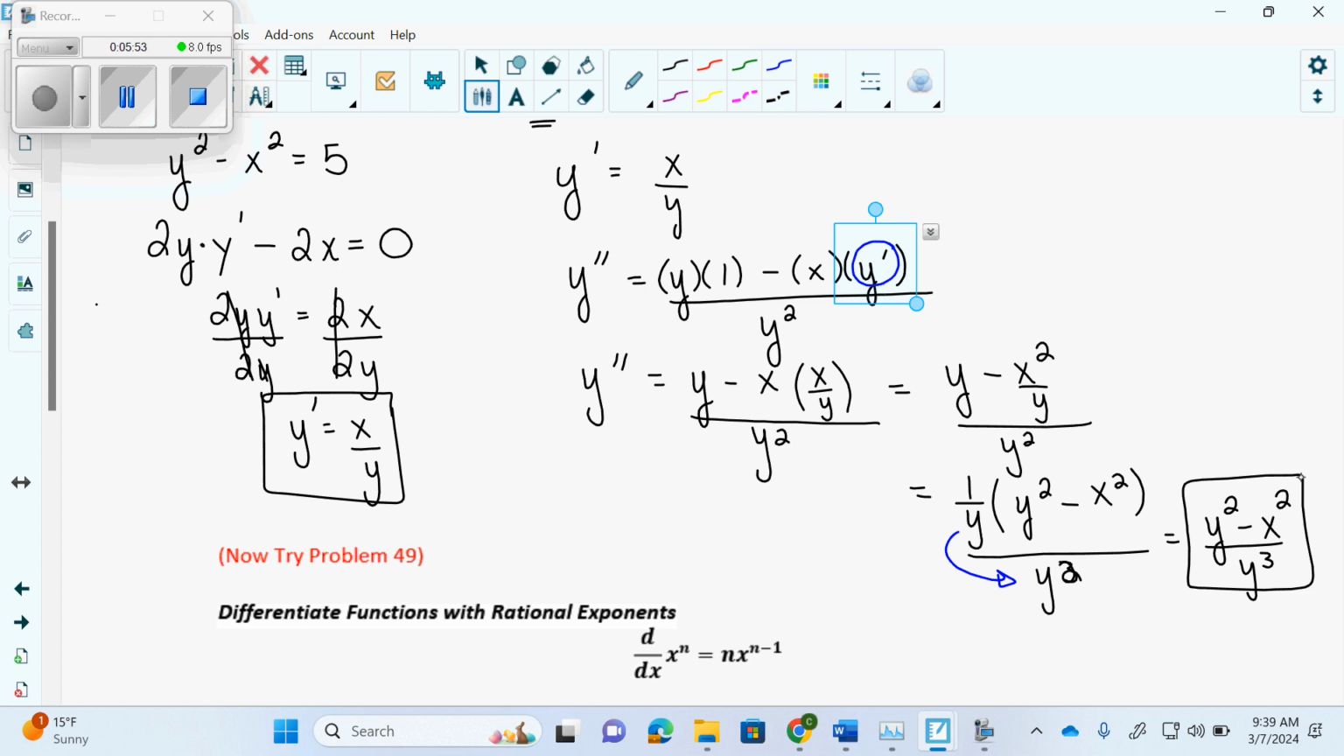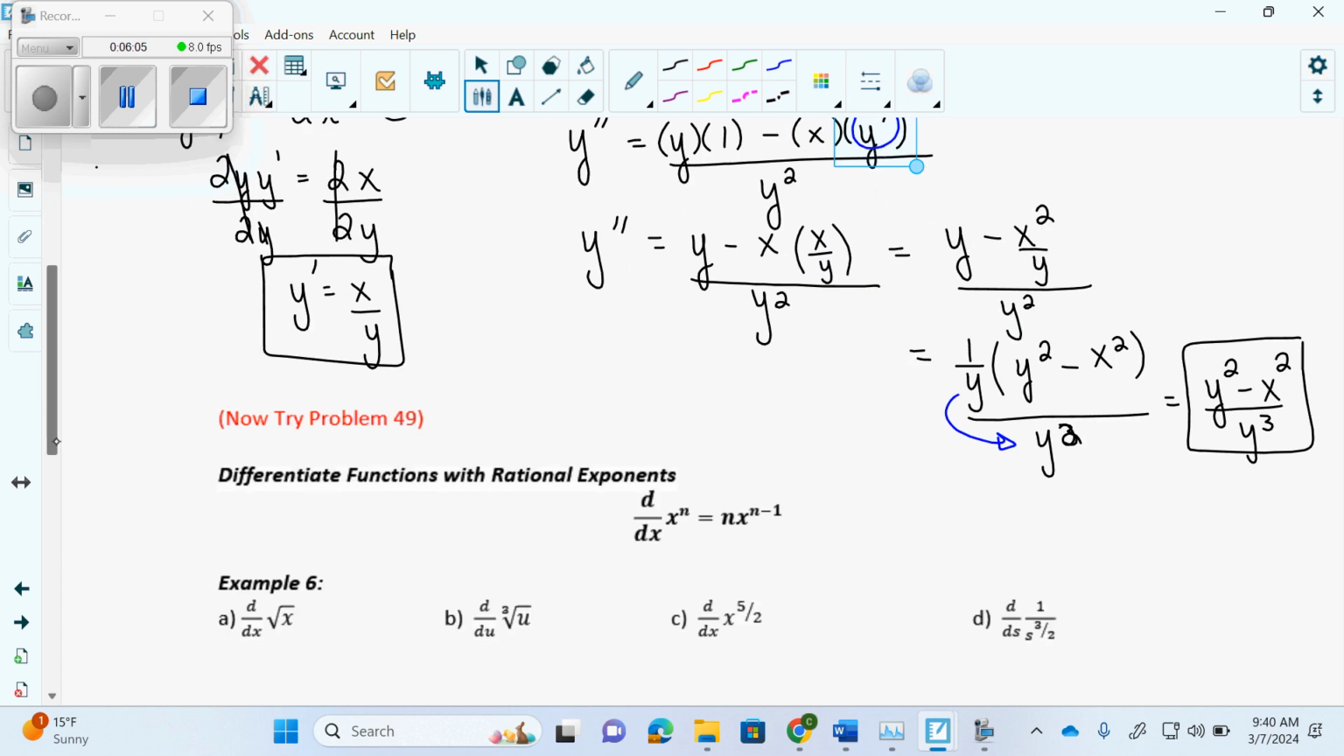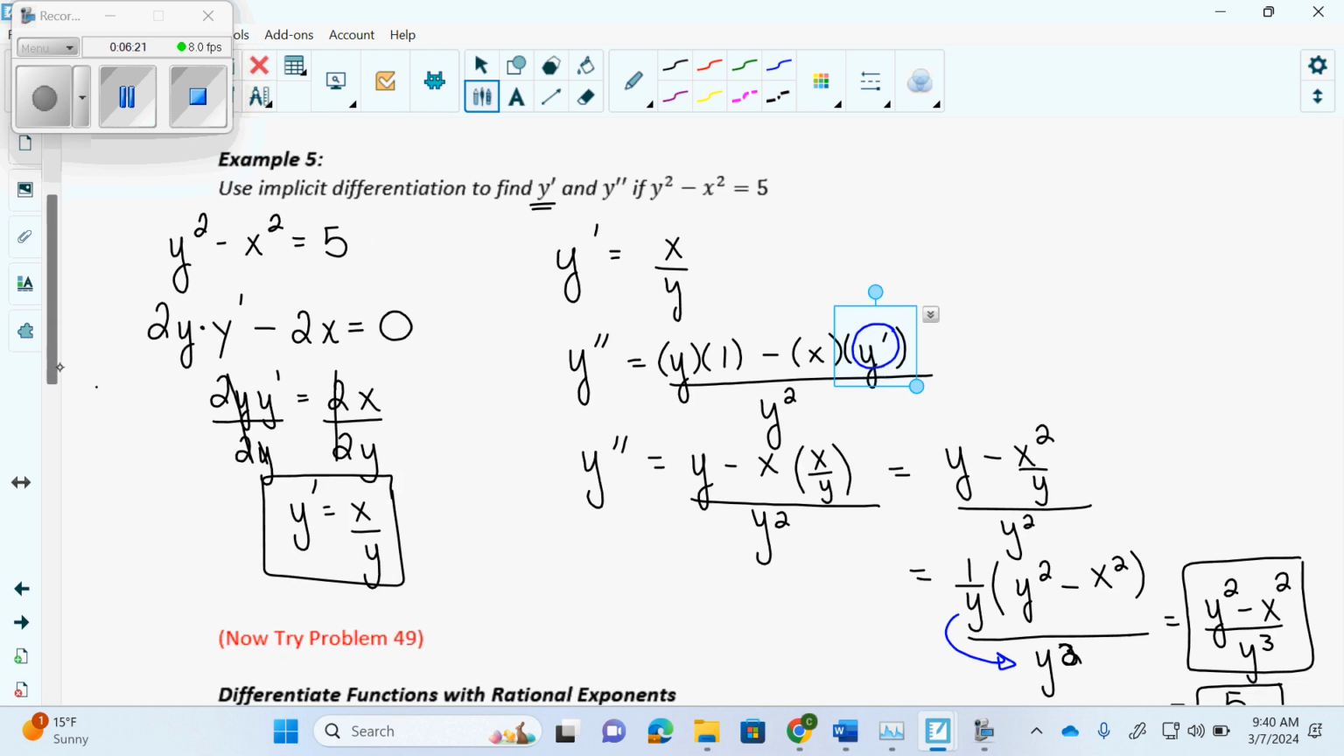Y squared minus x squared equals 5, but are you putting that in the numerator, or is that not allowed? Y squared minus x squared equals 5, the original equation. Yeah, you absolutely can. The answer could be 5 over y cubed. Where did the 5 come from? The original equation. The original equation said y squared minus x squared equals 5.